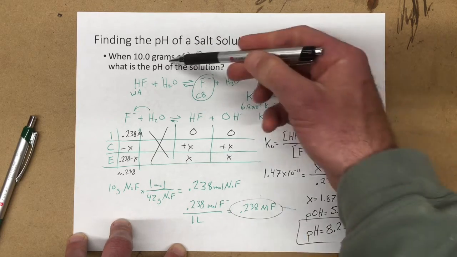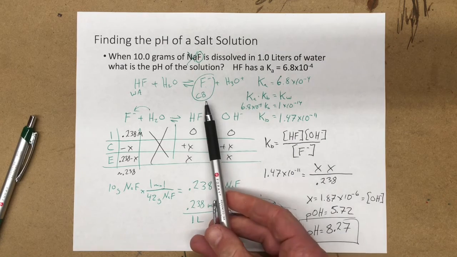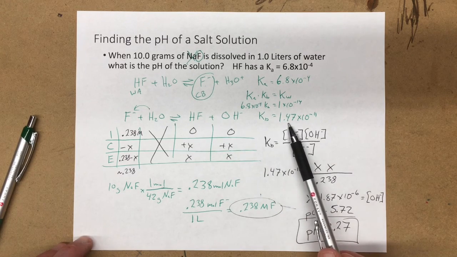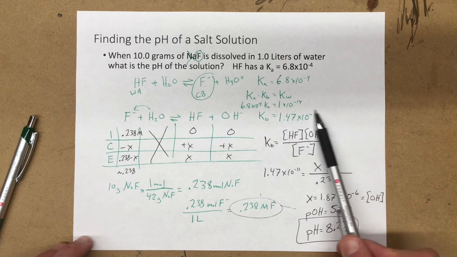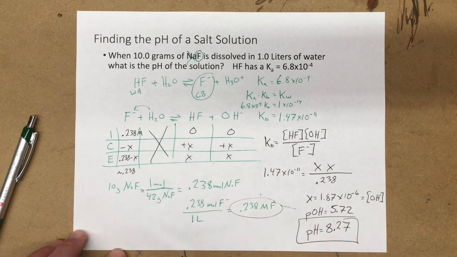Okay, and so that will be the pH of this solution. It makes sense because it's a little bit basic, and we know that the fluoride ion is a very, very weak base, right? It has a Kb of 1.47 times 10 to the negative 11. So it is a base, but it's a very weak base. And so adding a salt containing fluoride to water affects the pH. It makes it a little bit higher, a little bit basic, and that's how you calculate it.